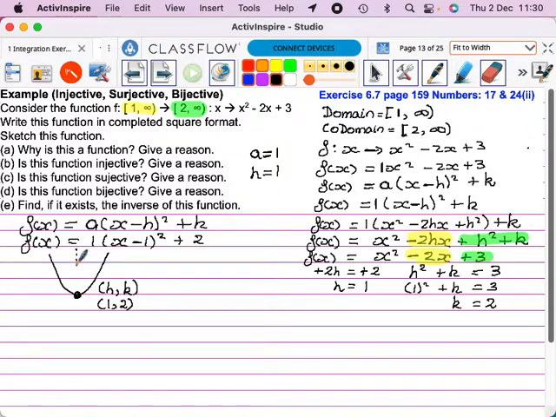And we don't need it for this question, but it's a very, very useful focus. We know that the axis of symmetry is going to be x equals 1. We know that the minimum value is going to be y is equal to 2.